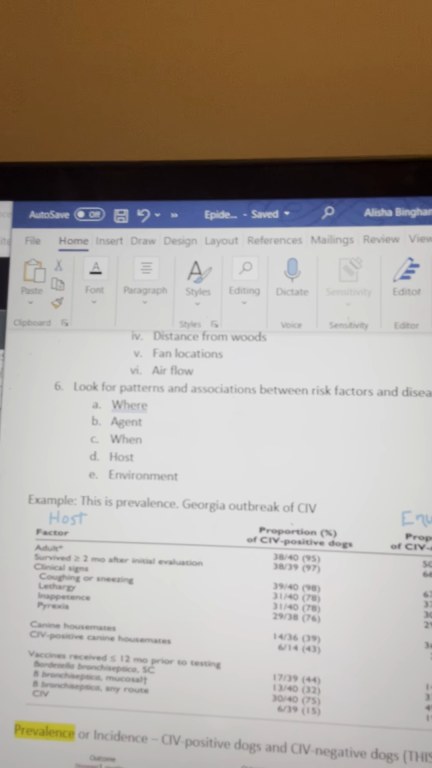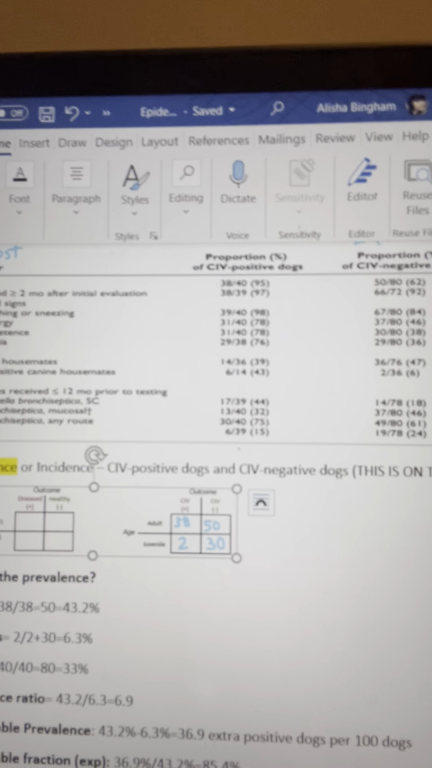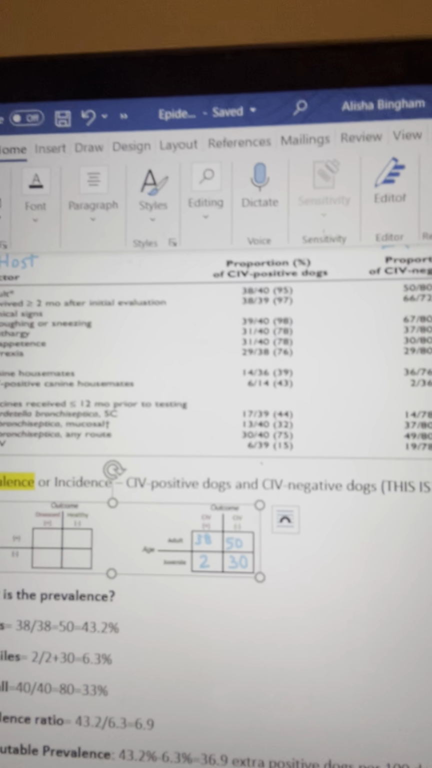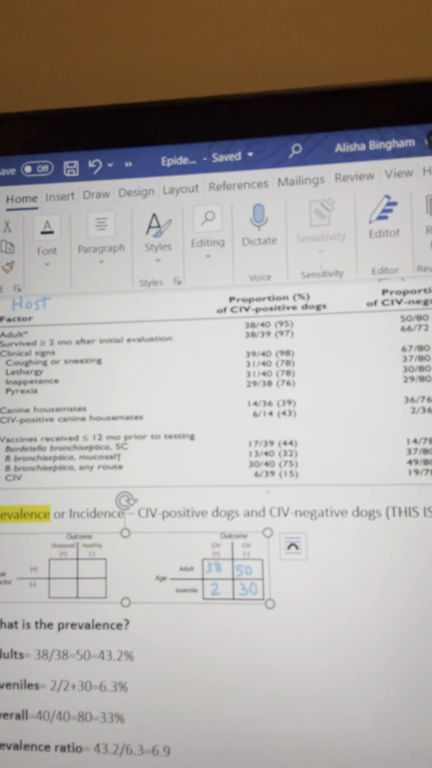So prevalence or incidence. So we called this prevalence, and then we also did this kind of diagram here. So we included adults, how many had CIV, so the positive ones in adults, the positive ones in juveniles, and then we had the non-CIV in adults and the non in juveniles. So we would calculate prevalence here. So for adults, we would do 38 divided by 50, which would equal 43.2. And then for juveniles, we would do 2 divided by 2 plus 30, which would equal 6.3%.